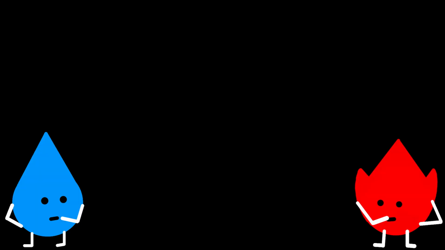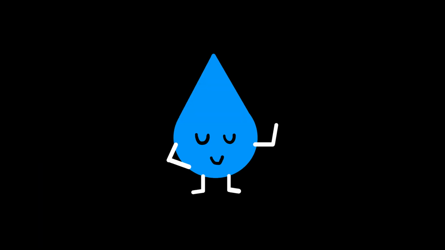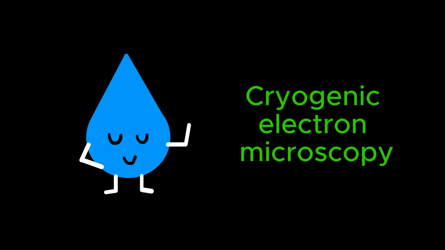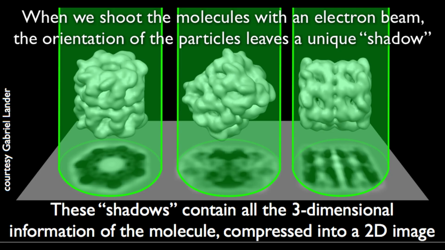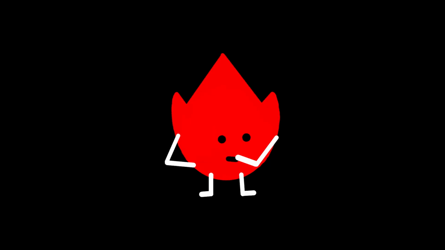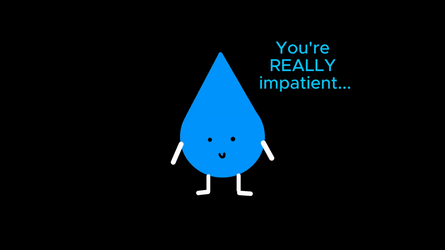Next question. State a development in electron microscopy that has improved the study of cell infrastructure. Huh? One example is cryogenic electron microscopy. This involves freezing a solution of a particular protein, which allows us to see the same protein from different angles. Using this, we get a 3D image of the protein. Great, but too difficult to pronounce. Are there any other ones?